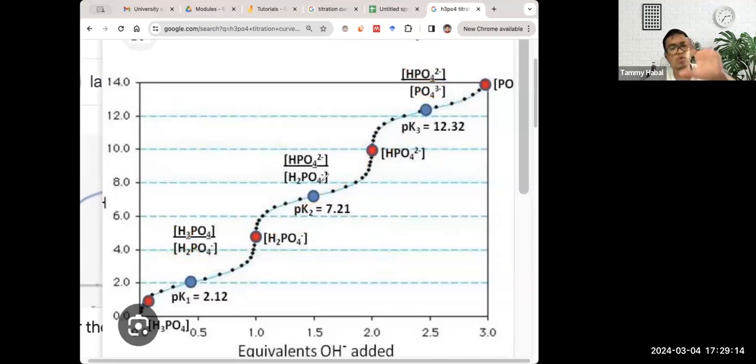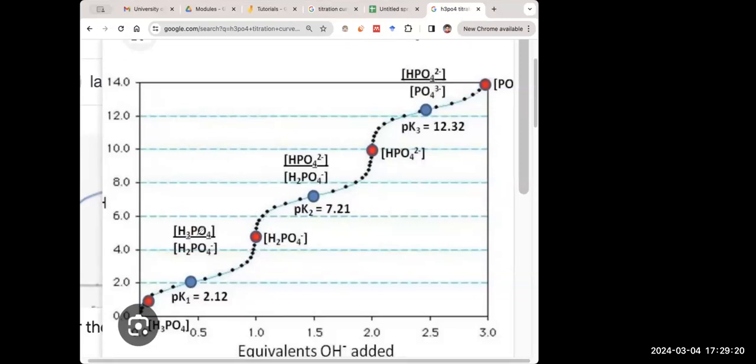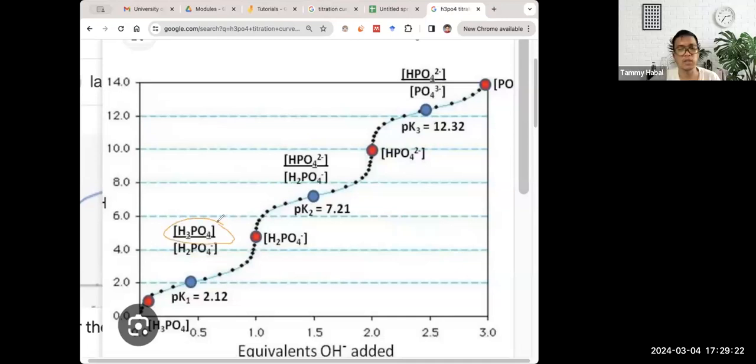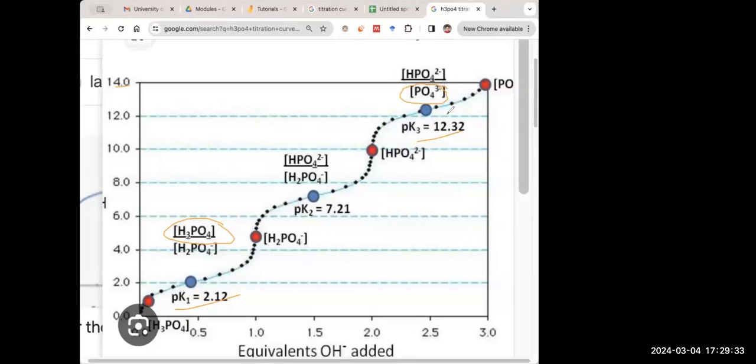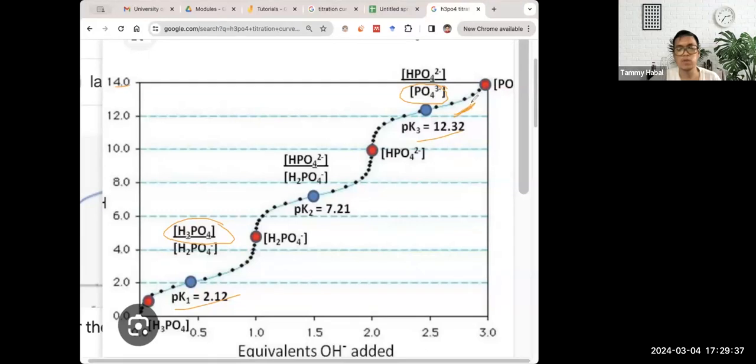So when you do your titration in the laboratory, ganito dapat lalabas. Okay? This is the behavior of your phosphoric acid in acidic and in basic form. So at the end, at pH 14, the prominent species is just PO4 3-. I have a question for you. In this case, ano ang mga species on this area?